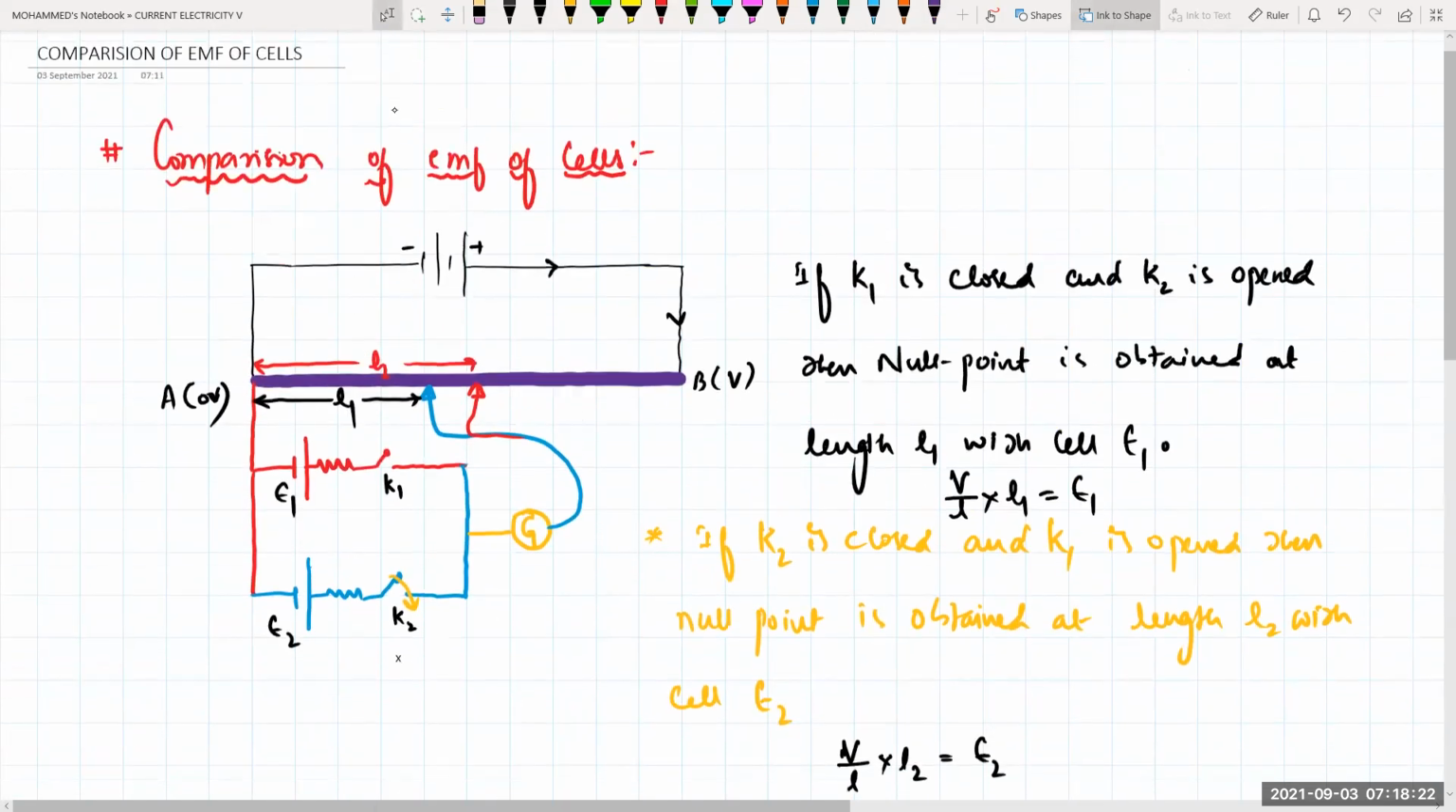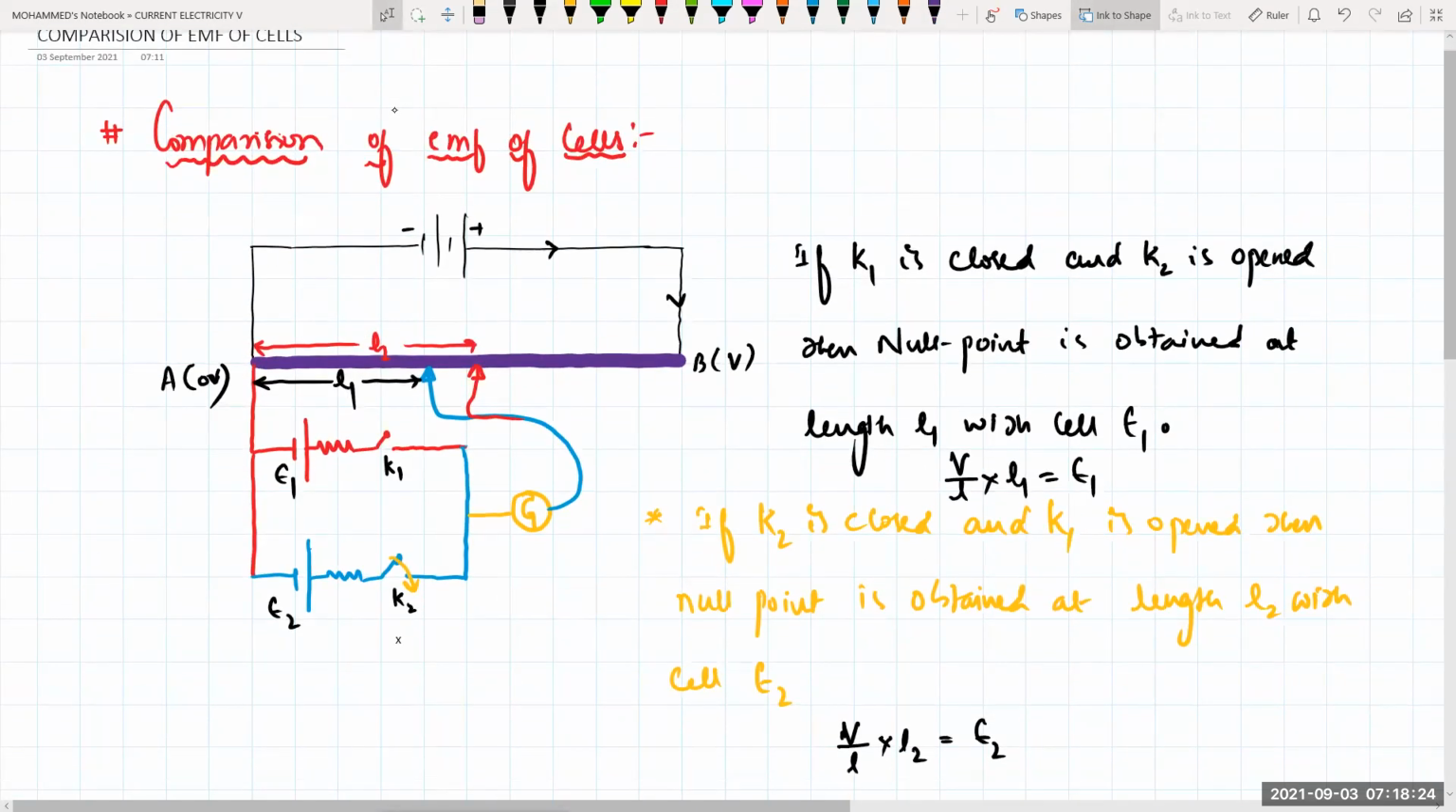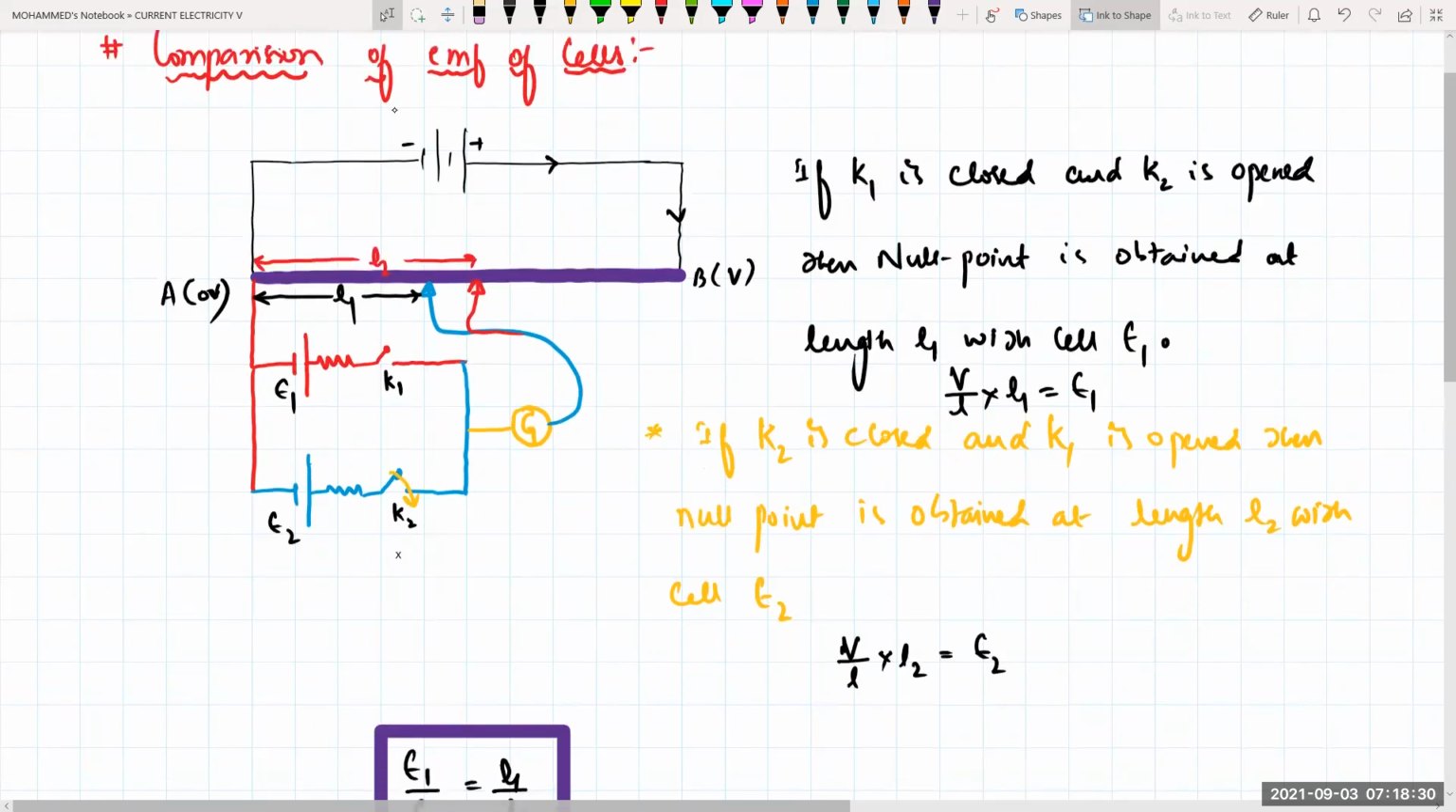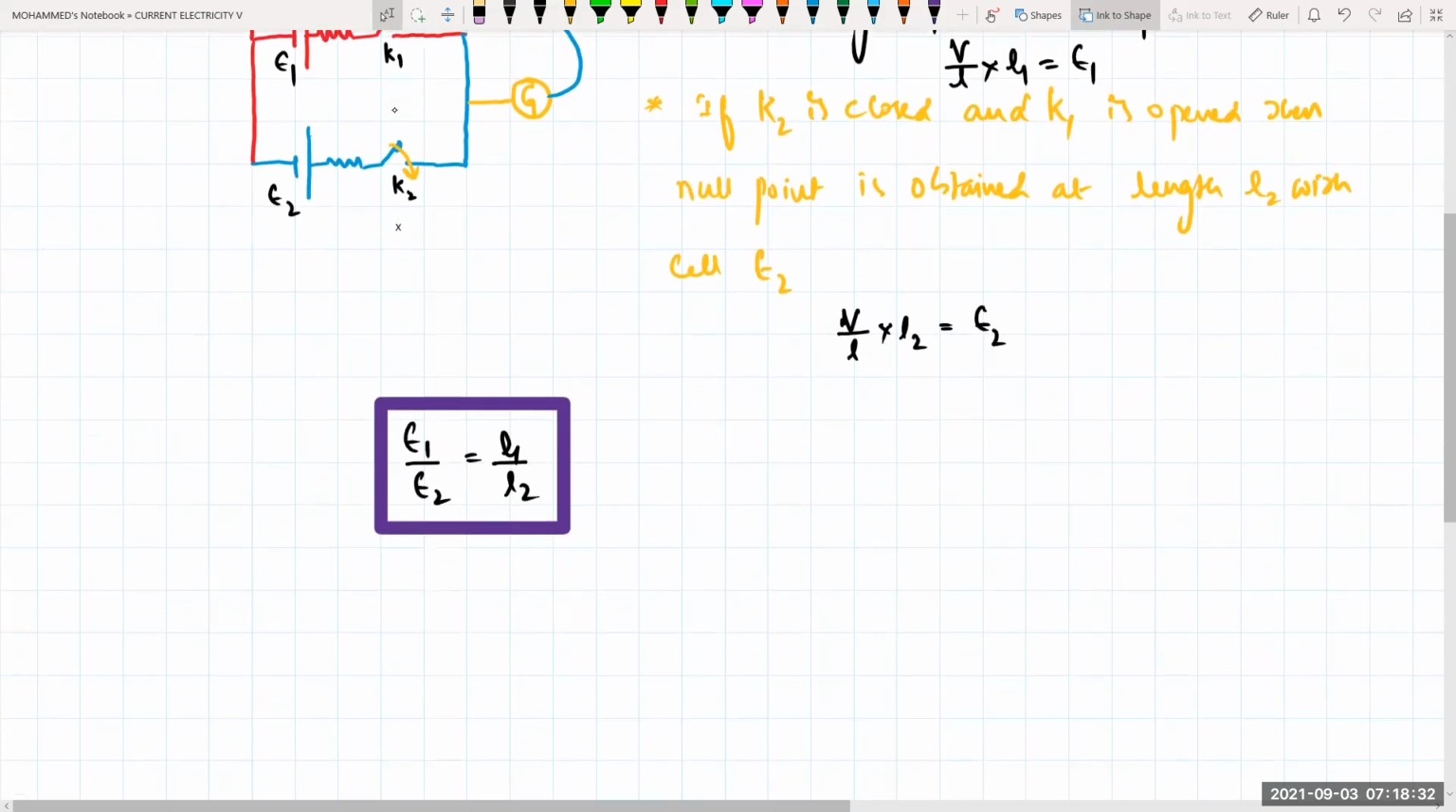So with the two cells connected with positive terminals to positive and negative to negative, the EMF of the cells can be compared by the formula E1 by E2 is equal to L1 by L2. Clear, beta?